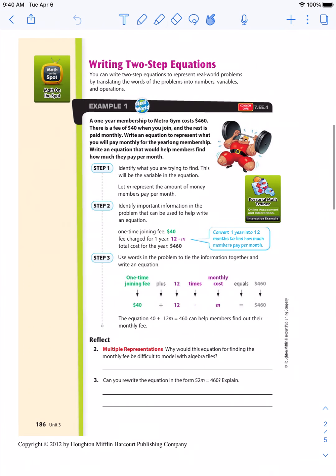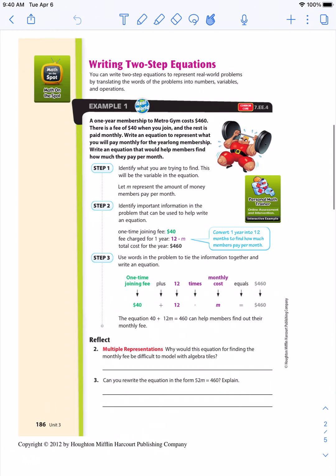All right, our learning target today is actually to write two-step equations. So let's look at a real-life example and practice writing an equation to represent the situation. Example 1. A one-year membership to Metro Gym costs $460. There's a fee of $40 when you join, and the rest is paid monthly. Write an equation to represent what you will pay monthly for the year-long membership. Write an equation that would help members find how much they pay per month.